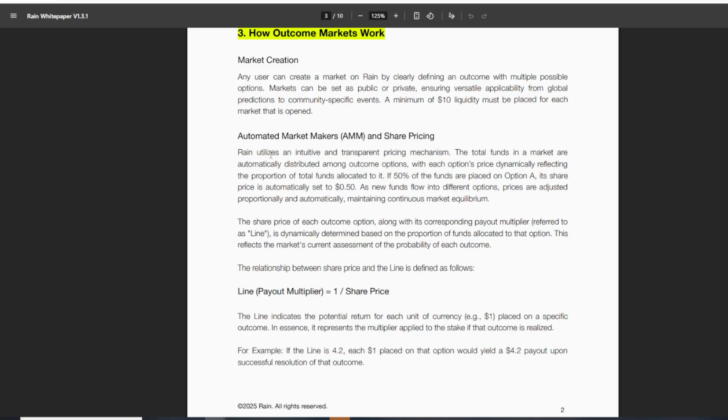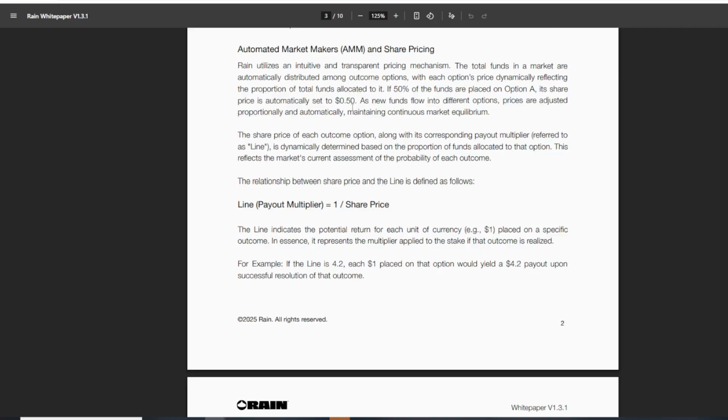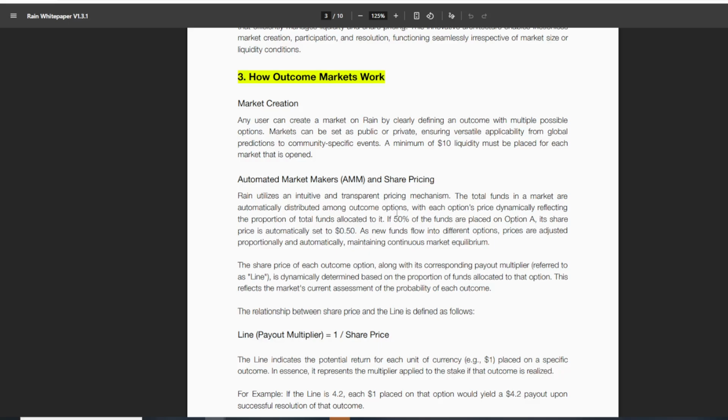RAIN utilizes an intuitive and transparent pricing mechanism. The total funds in a market are automatically distributed among outcome options, okay? Then basically, if 50% of the funds are placed on option A, its share price is automatically set to 50 cents. As new funds flow into different options, prices adjust proportionally, automatically maintaining continuous market equilibrium. So it's really an options type play where the funds that come in are essentially spread out.